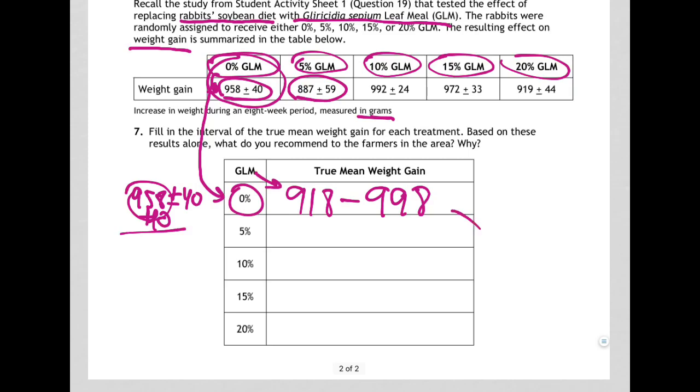So you would just go ahead and fill in the rest of the table like that, using the other relationships at the top as far as the different percentages with the different margin of errors.